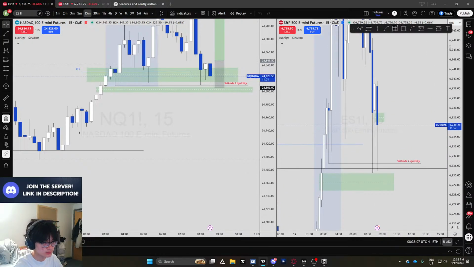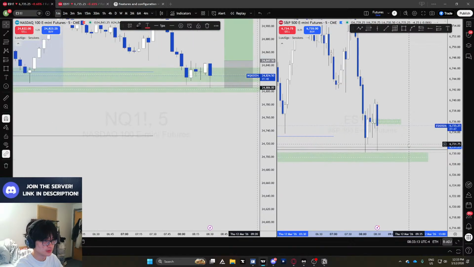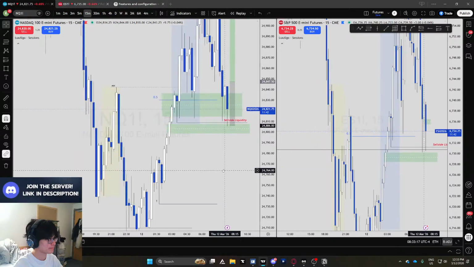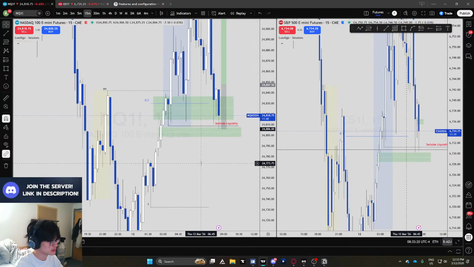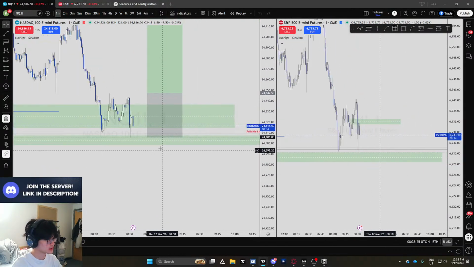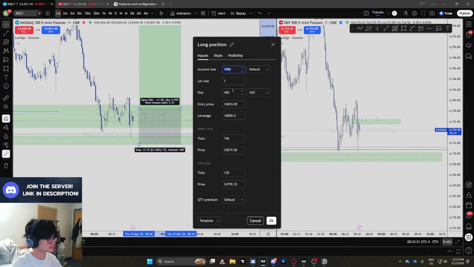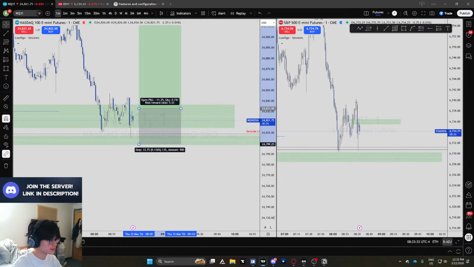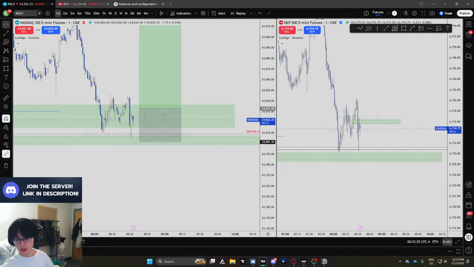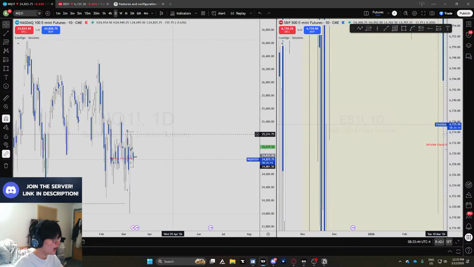Did we tap that gap? Oh shit, we didn't. So I wouldn't even be able to say that anyway. I have already gotten a key. No more $500 risk if I was to take anything.